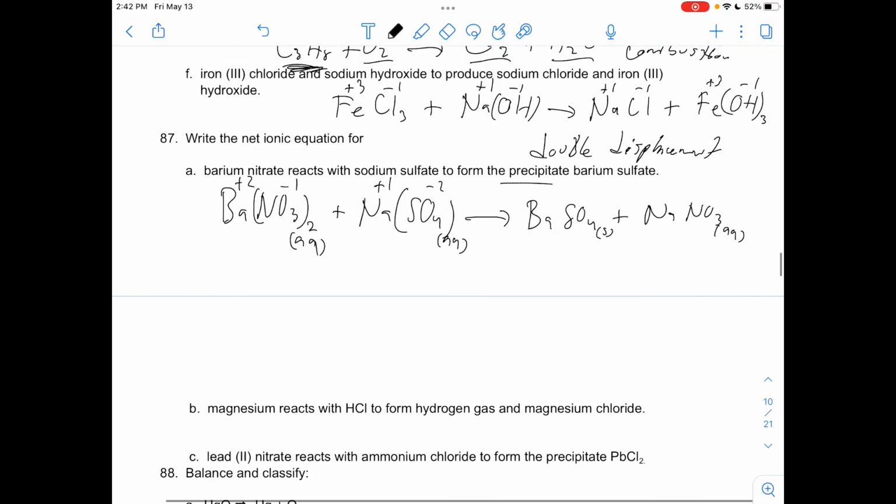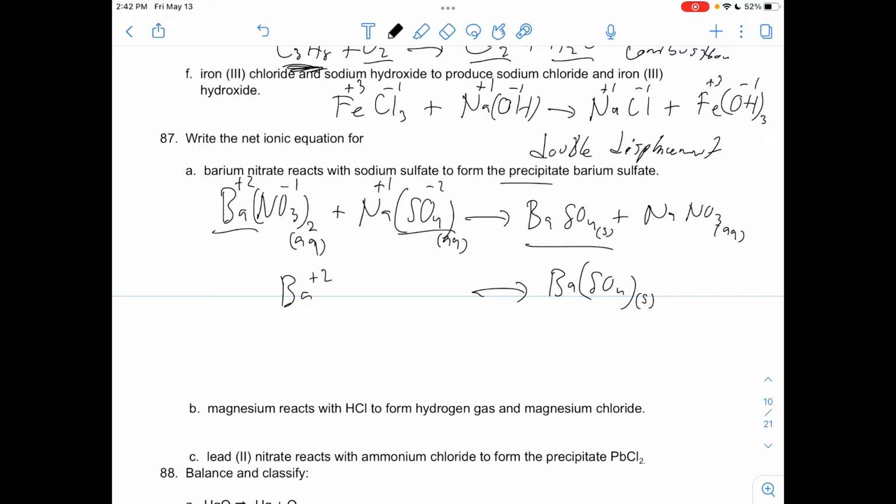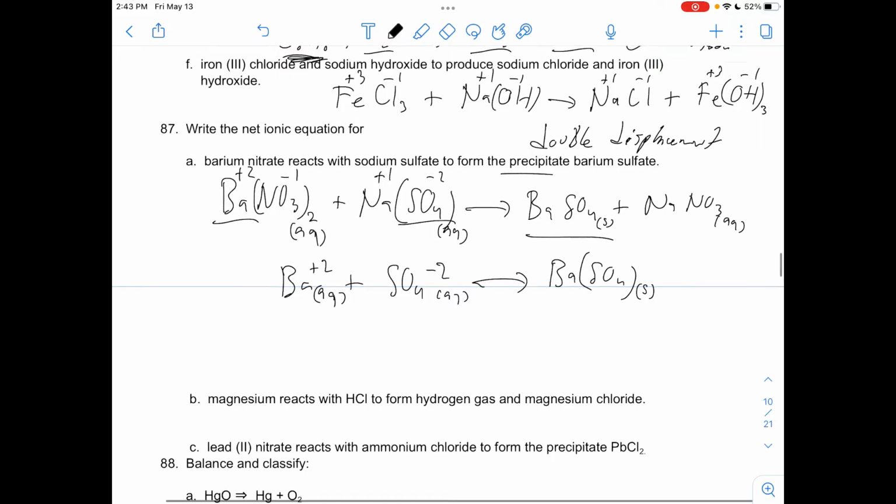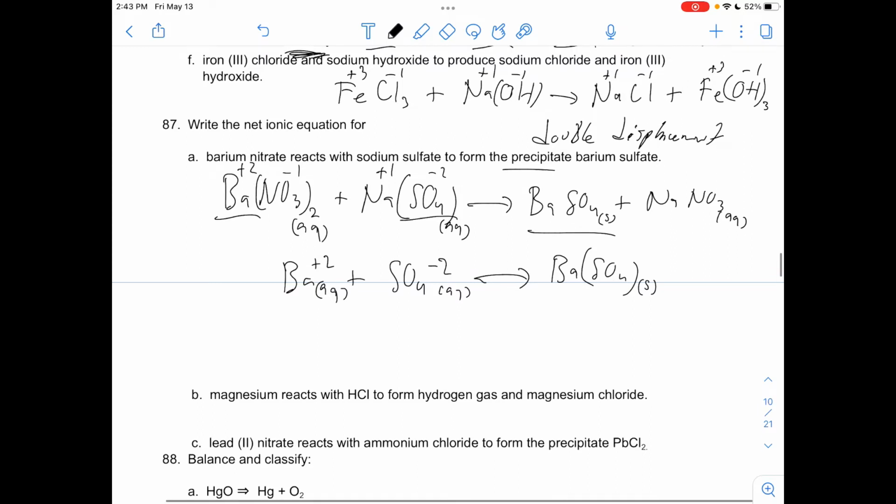For net ionic, what we do is we cross out anything that doesn't pertain to the solid. So if we break up and cross out all of the ions that don't relate to barium sulfate, our net ionic equation would look something like this. BaSO4, it's going to be solid. Ba and SO4 are going to remain. So Ba plus 2 and SO4 minus 2. That's it. We cross out the NO3 and the Na because we don't need them.